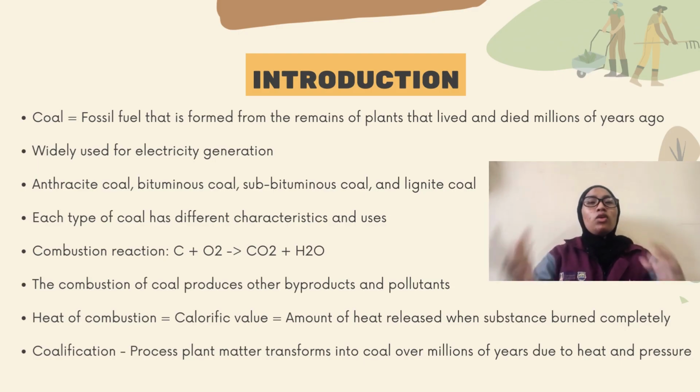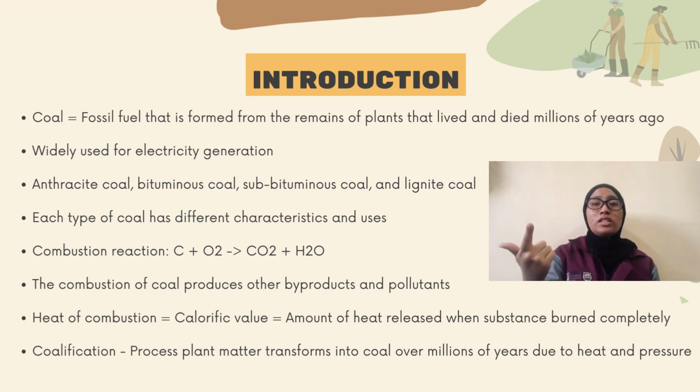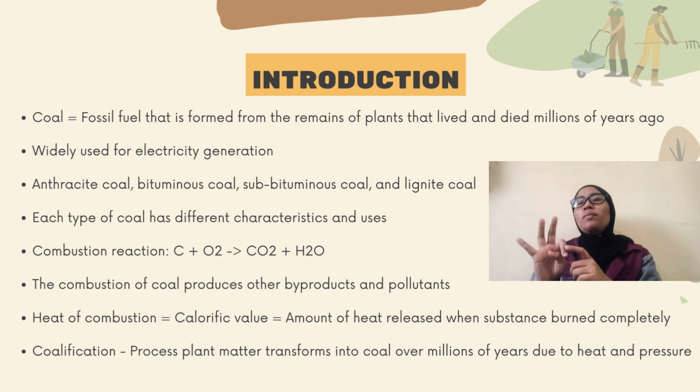As we know, coal is a fossil fuel that is formed from the remains of plants that lived and died millions of years ago. Coal is widely used for electricity generation, industrial processes, and as a fuel source for heating and cooking. There are four major types of coal, including anthracite coal, bituminous coal, subbituminous coal, and lignite coal. Each type of coal has different characteristics and uses.